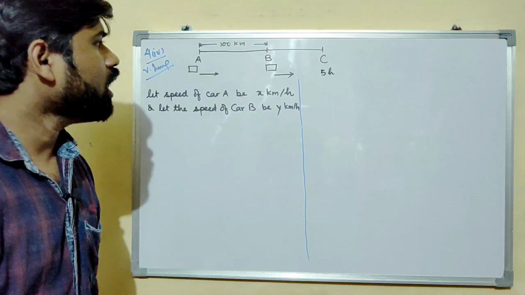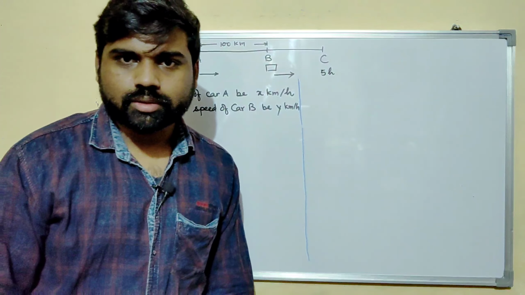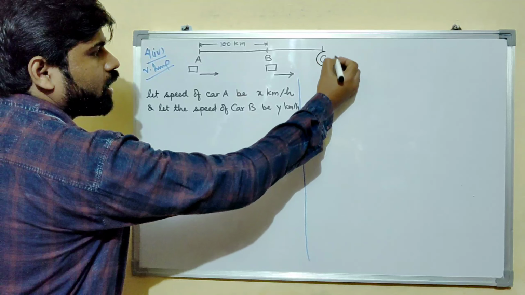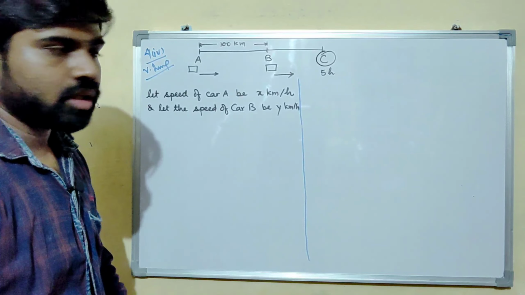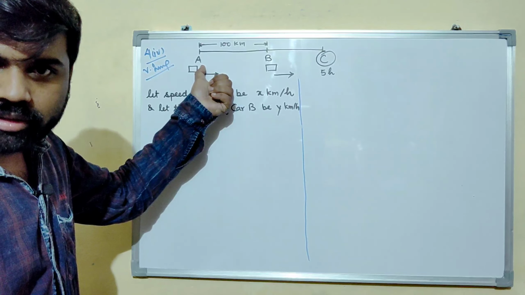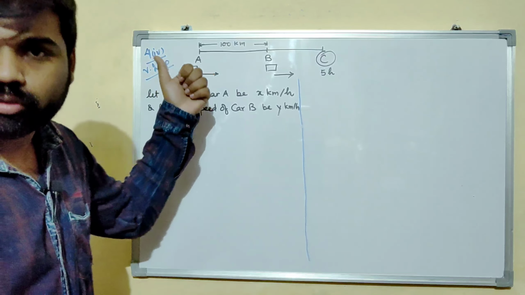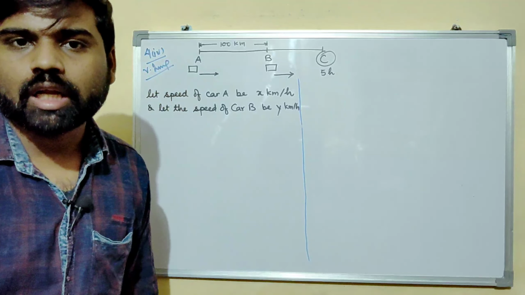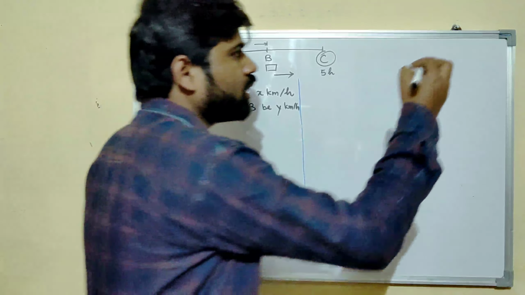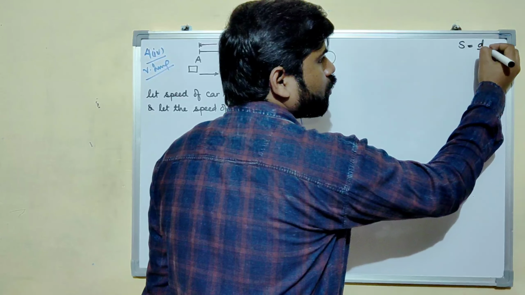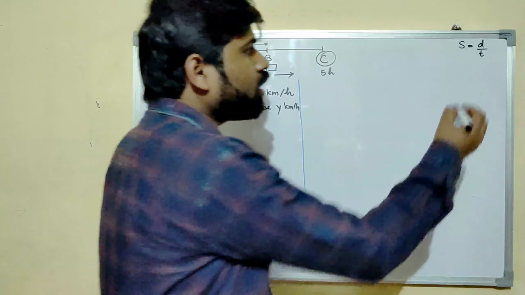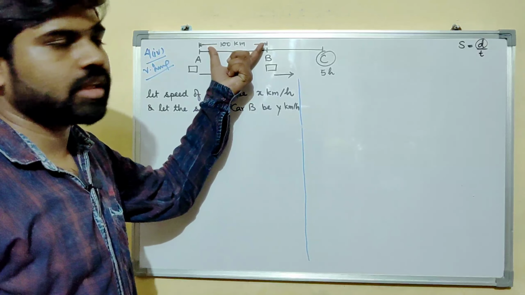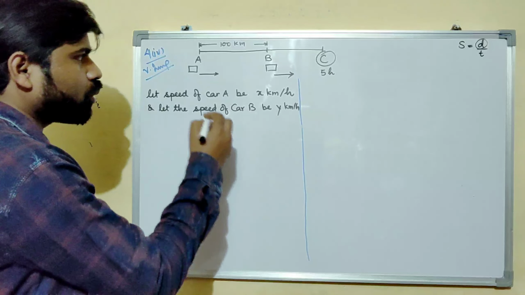Okay, so we need to find the speed of these two cars. Now you can see that point C is 5 hours far away from the first place. Why? Because the speed is different for car A and the speed is different for car B. Now how to find the value of the speeds? You know the formula for speed, right? Speed equals distance upon time. Now we can make an equation by finding the value of distance. Why? Because the time is given here. So let us make the equation here.